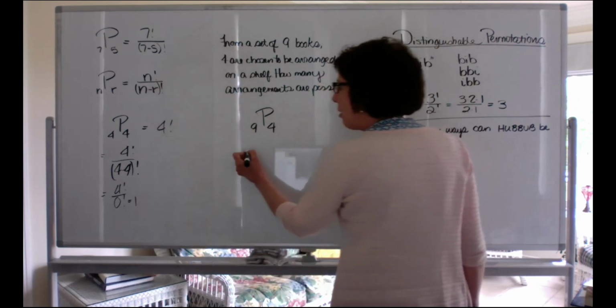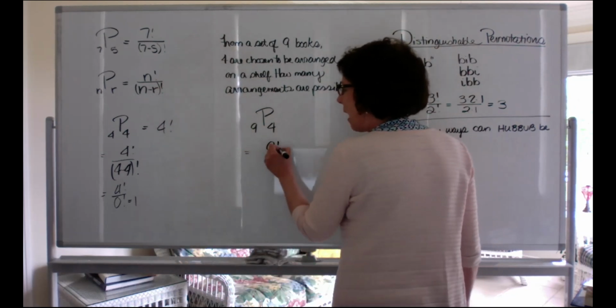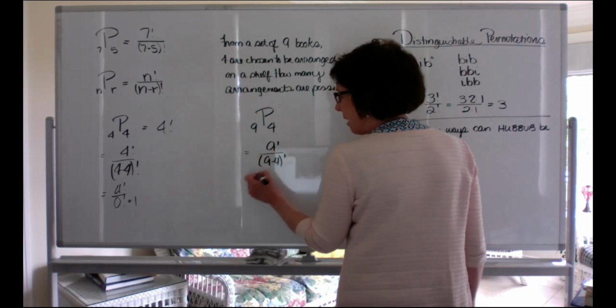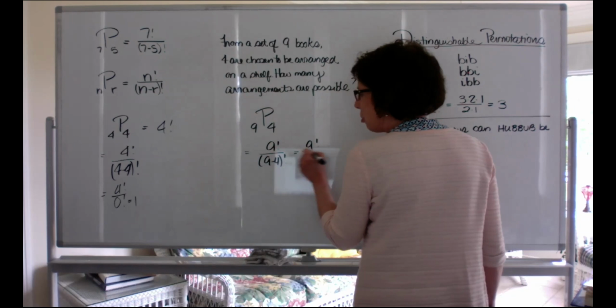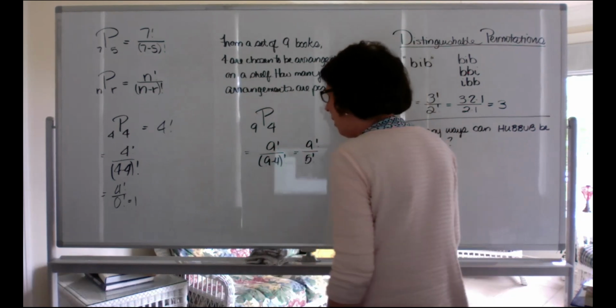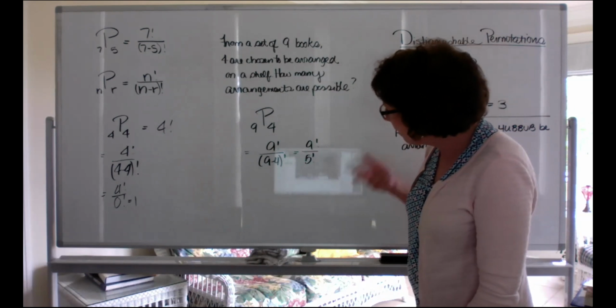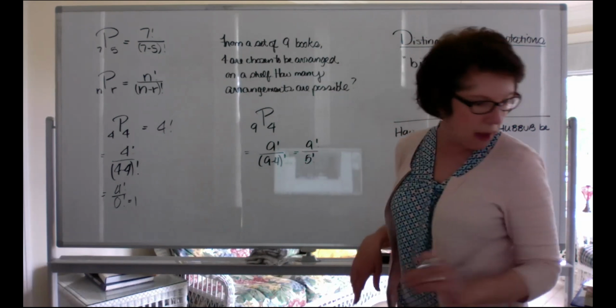But what we're really calculating here is 9 factorial over 9 minus 4 factorial, which is 9 factorial over 5 factorial, which is really just 9 times 8 times 7 times 6. Okay, now let me go ahead.